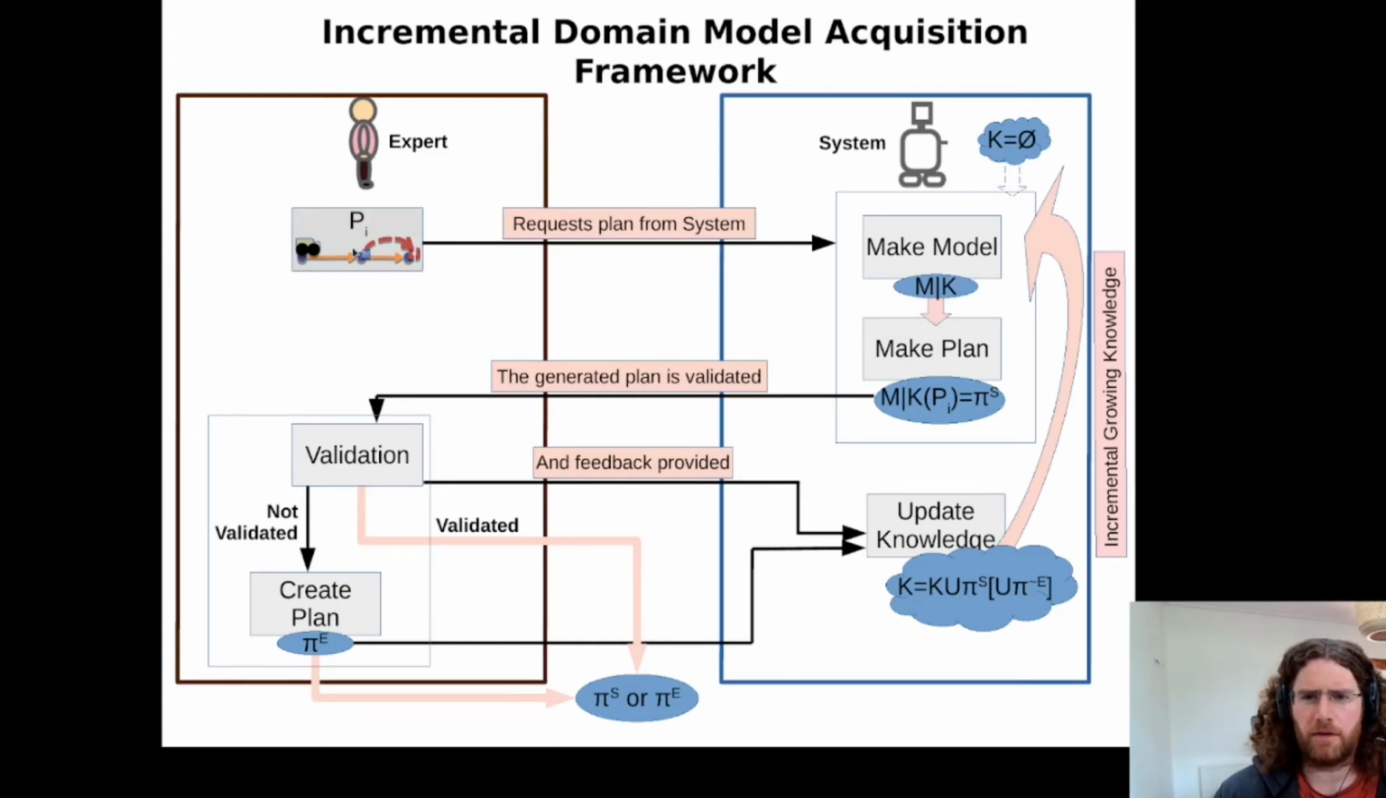Okay, so the expert is going to provide the actual problems that they want to solve, and they're going to look at the plan generated by the system, and they're going to either tell it where it failed, or if it doesn't fail, then they can use the plan. If it has failed, then they're going to create a plan, and the system can get a noisy version of that plan, right? So we're going to assume that their communication is not so good.